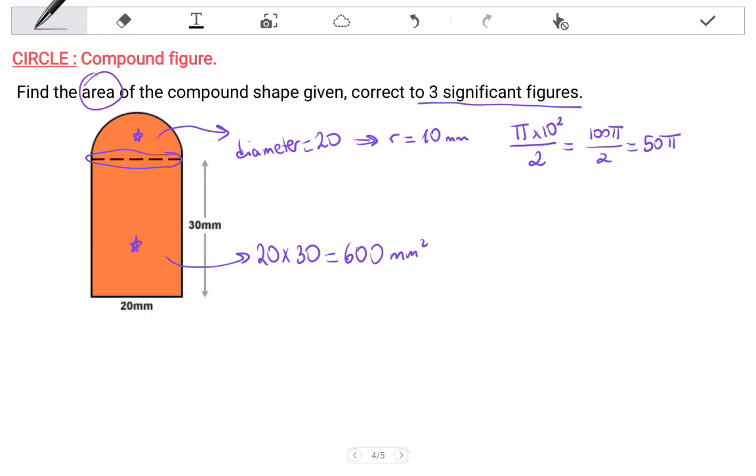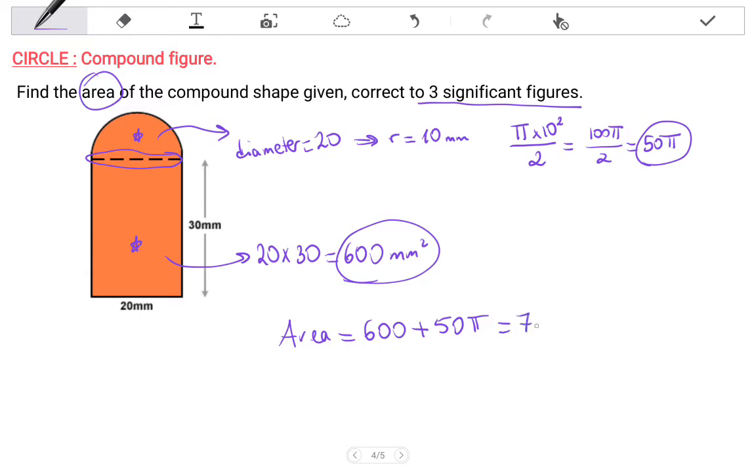Then we are going to add these values to get the total area of this shape. So the area of the compound figure is 600 plus 50 pi. And when you write down on your calculator, you will have 757, correct to three significant figures, and this is millimeters square.